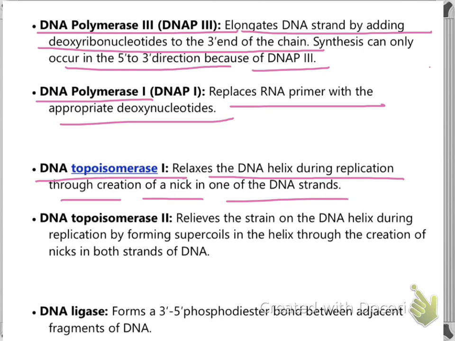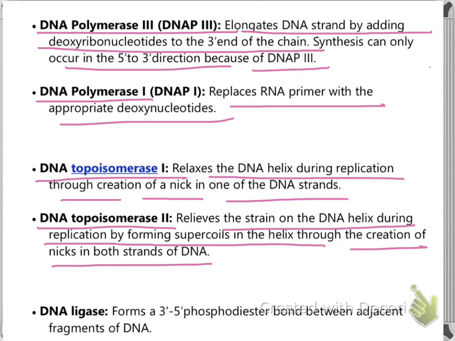Then DNA topoisomerase 2, which relieves the strain on the DNA helix during replication by forming supercoils in the helix through the creation of nicks in both strands of the DNA. The DNA topoisomerase 1 makes a nick only in one strand, but DNA topoisomerase 2 makes nicks in both strands of the DNA.